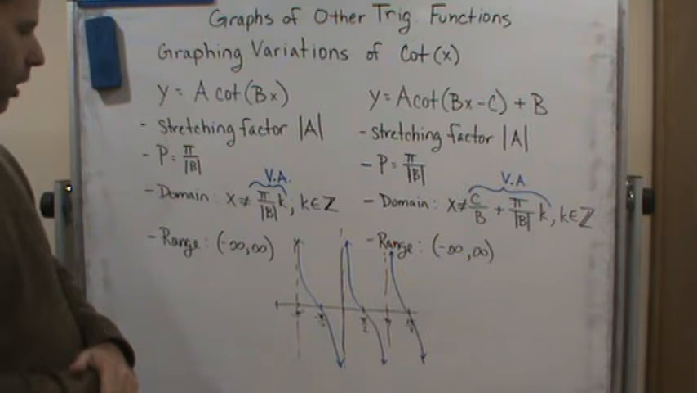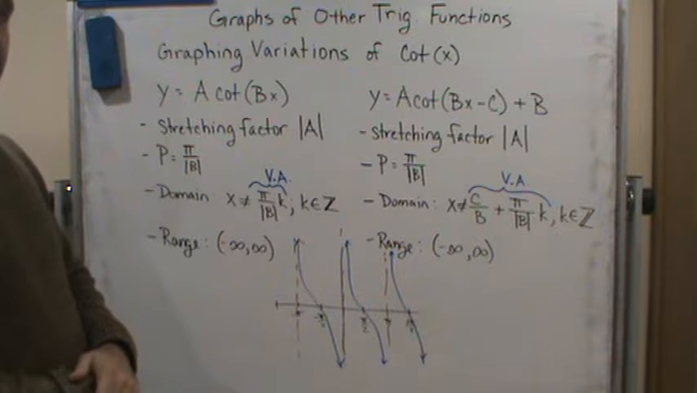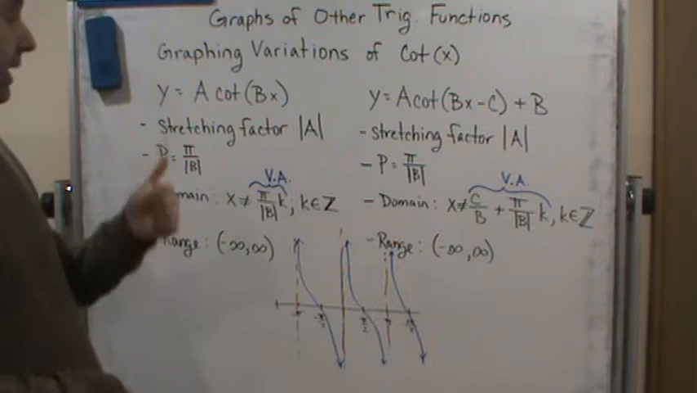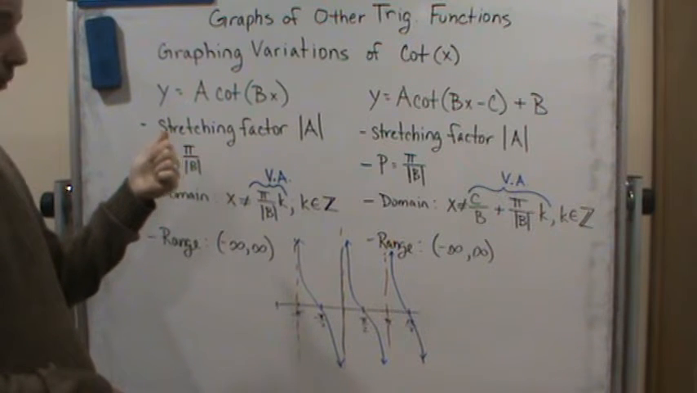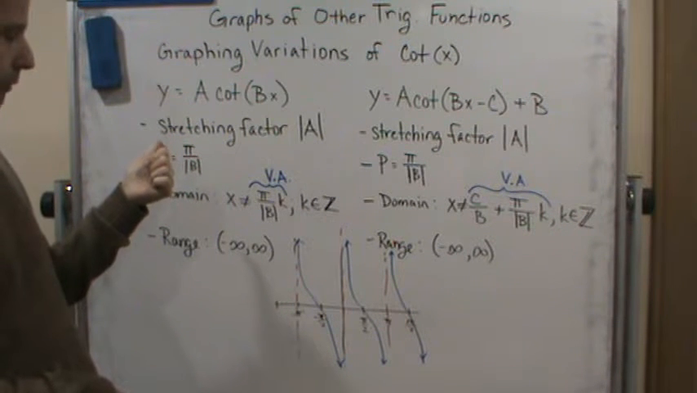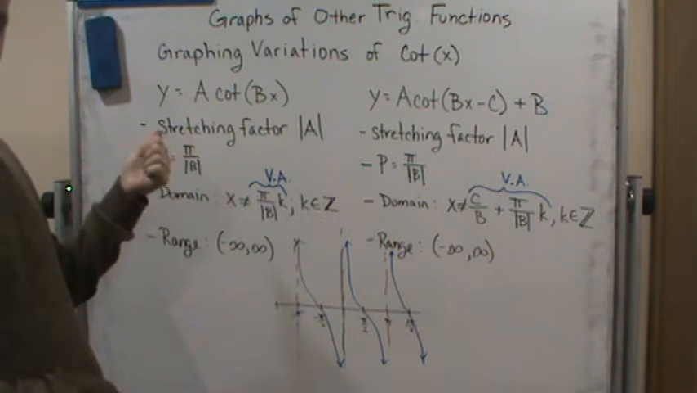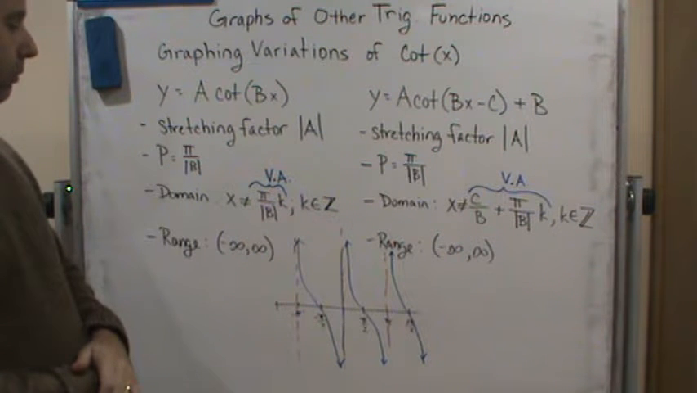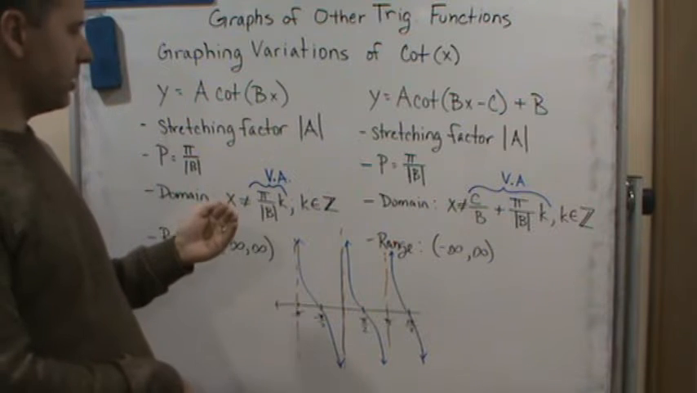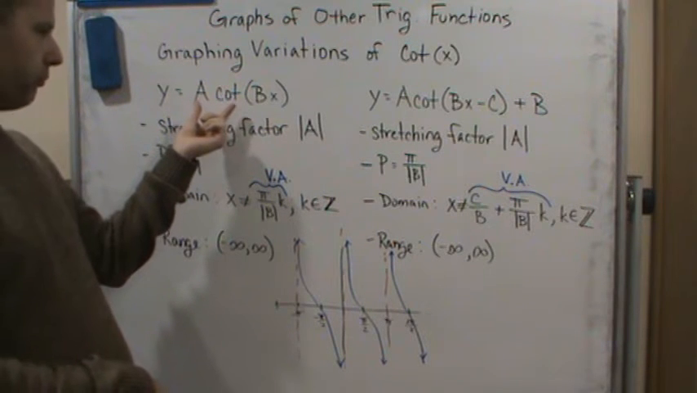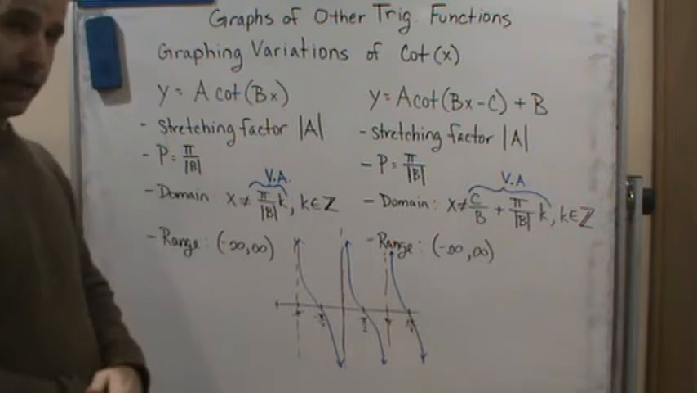Now, also, cotangent is undefined wherever tangent is 0. So where's tangent 0? Tangent is 0 at 0 and what? Any multiples of pi. So 0, pi, 2 pi, negative pi. So wherever tangent is 0, then cotangent is going to be undefined, and that's where we get our vertical asymptotes.